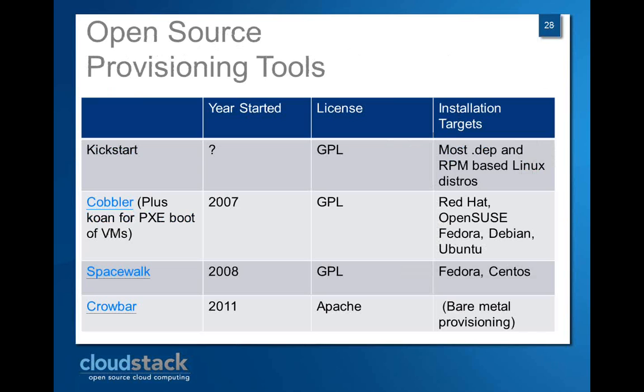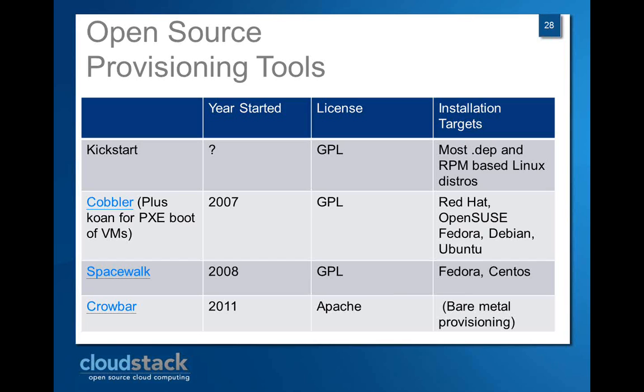The provisioning ones, those of you who are very Linux friendly are very familiar with Kickstart, I'm sure, and similarly, Cobbler is another variant of that, and Spacewalk and Crowbar are others that have been put together. Crowbar, more recently, is being used by several of the cloud providers to bring up bare metal clouds and the bare metal hosts that make up a cloud, right? So these are some examples.